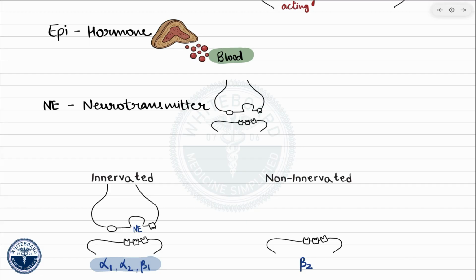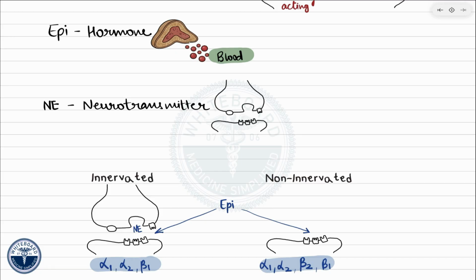Now let's compare this with epinephrine. Since epinephrine is released directly into the bloodstream, it does not depend on a nearby nerve terminal to reach its target. It can circulate throughout the body and interact with adrenergic receptors wherever they are located. Therefore, epinephrine can activate alpha-1, alpha-2, beta-1 and beta-2 receptors, including those beta-2 receptors that are not directly supplied by sympathetic nerve endings.